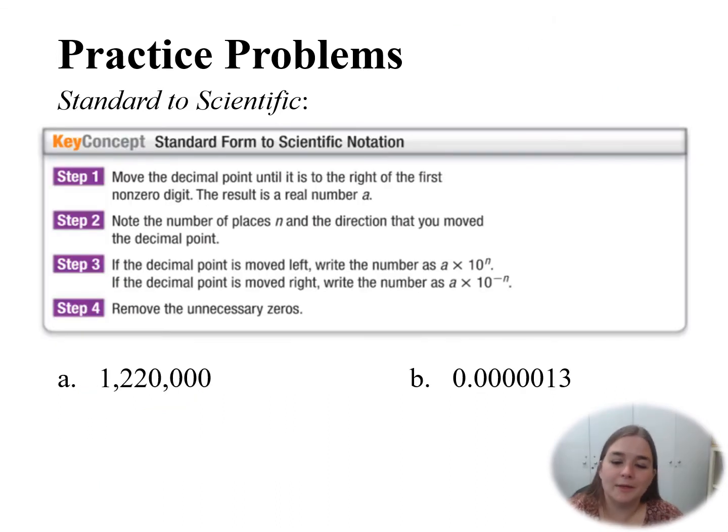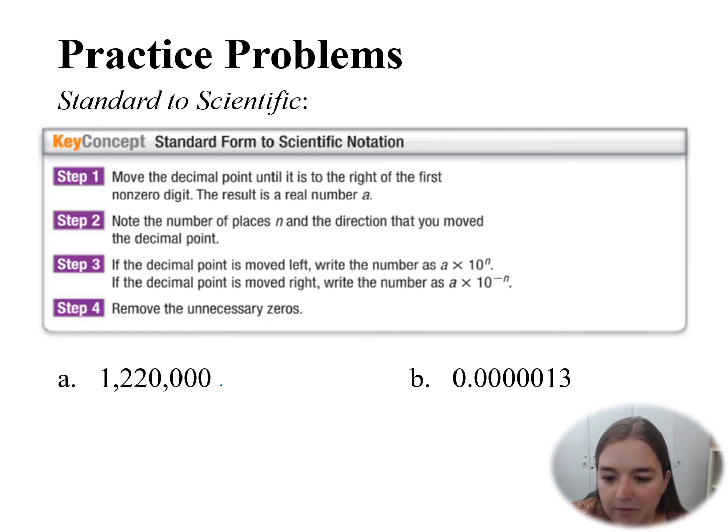So what we're going to do is we're going to practice first converting from standard form into scientific notation. And there are 4 steps that we're going to follow. We need to move the decimal point until it is to the right of the first non-zero digit. That'll give us a. So when I see any number here, I know that there's that invisible decimal point at the end of the value.